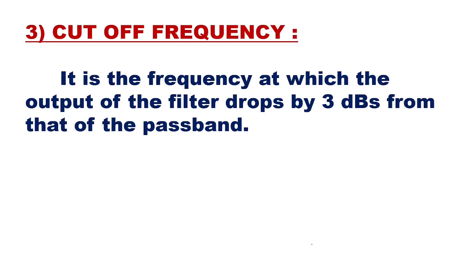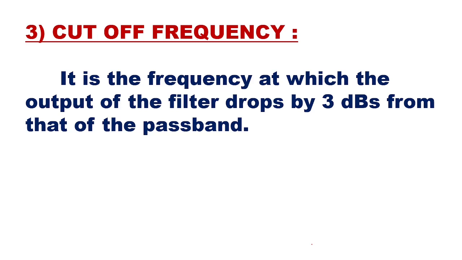Then we'll see what we mean by a cutoff frequency. A cutoff frequency is a deciding frequency, a frequency which decides where the pass band should start or end, or stop band should start or end. This frequency is defined as the frequency at which the output of the filter drops by 3 decibels from that of the pass band.